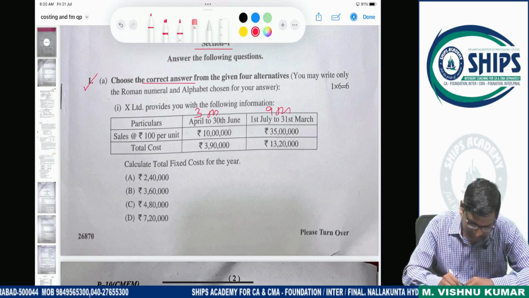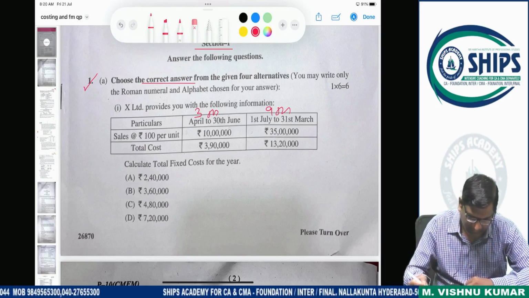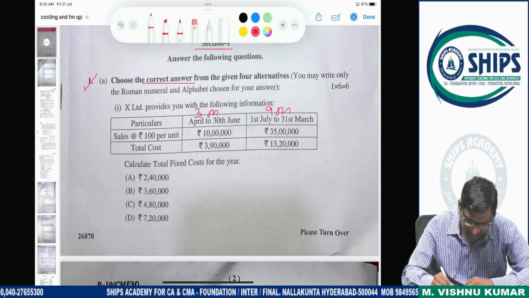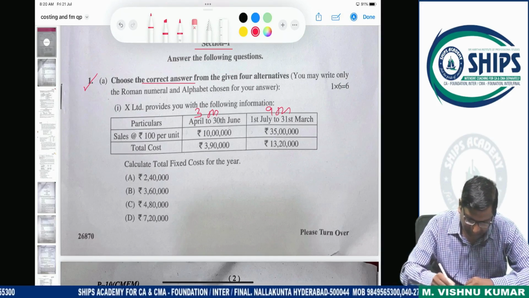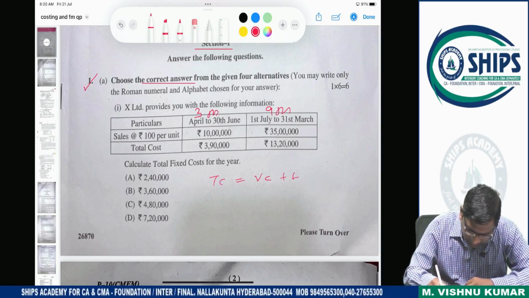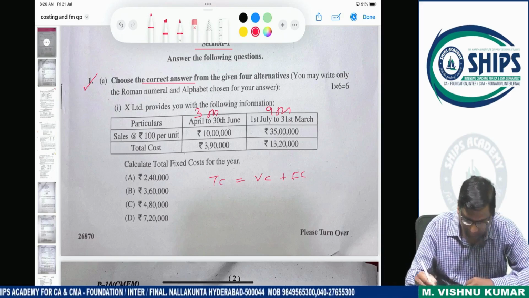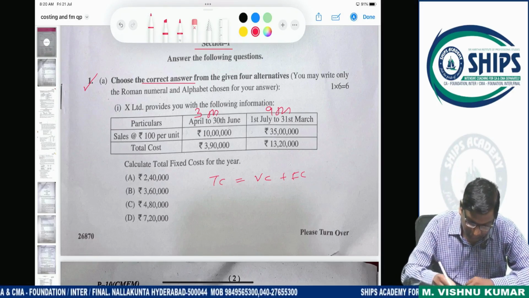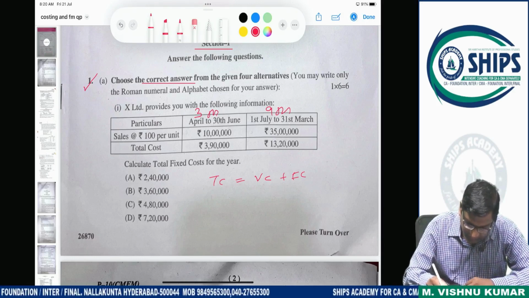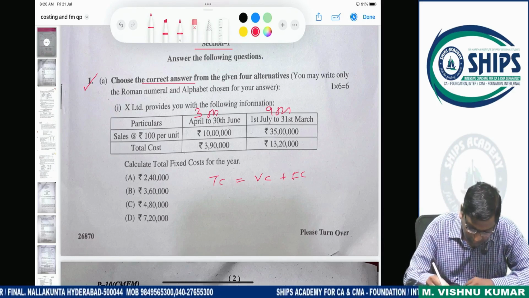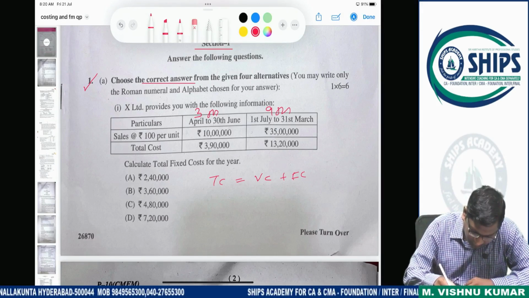So we have to calculate total cost. So very simple. Okay, we have to calculate the total cost. So generally total cost is nothing but what? Variable cost and fixed cost. Total cost is nothing but variable cost and fixed cost. So variable cost is the cost which will vary according to output. So first we have to calculate the units here.